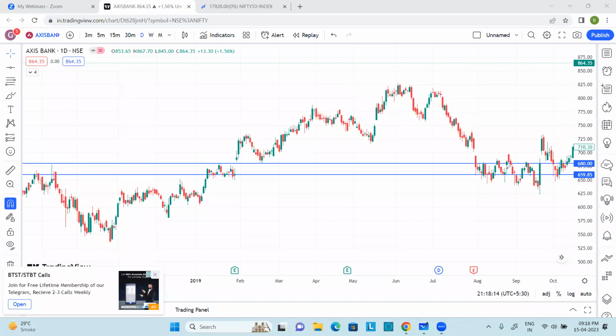What happened on this? You got a signal here. You got a buy signal. But this did not work. It failed. This did not work here. Okay. It breaks support. Let me see. There is a signal which has given profits here.